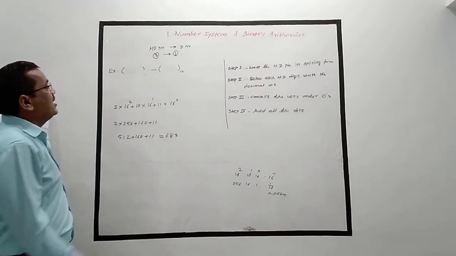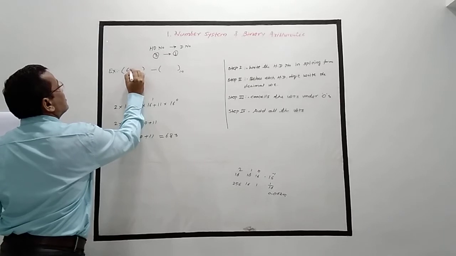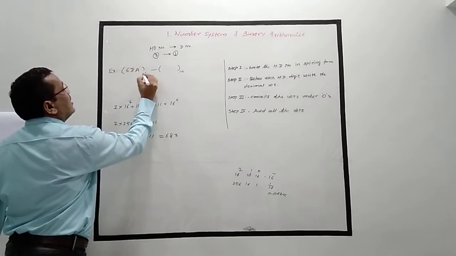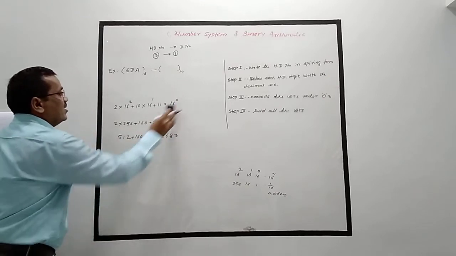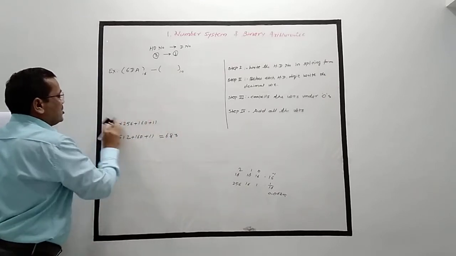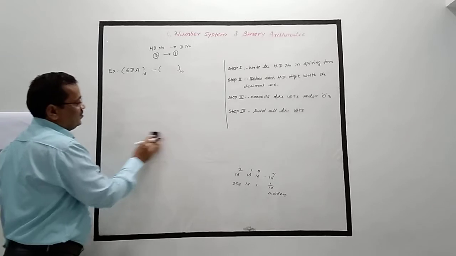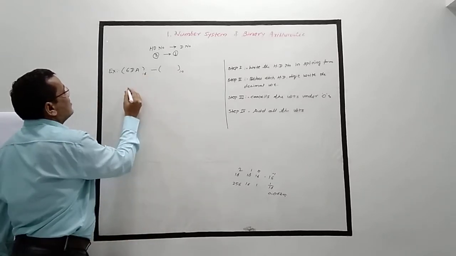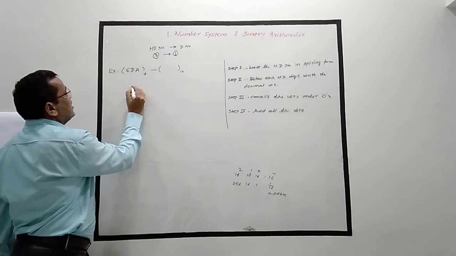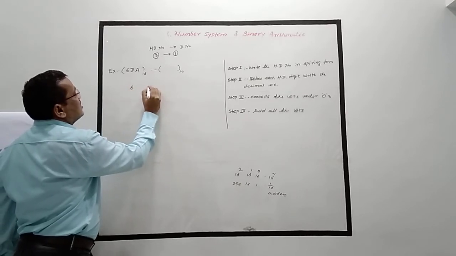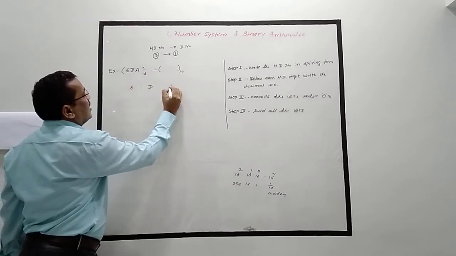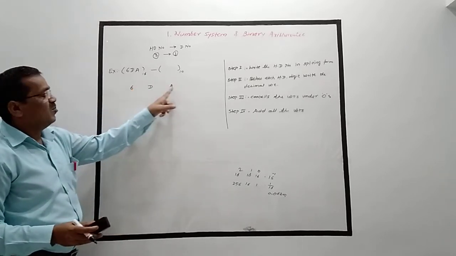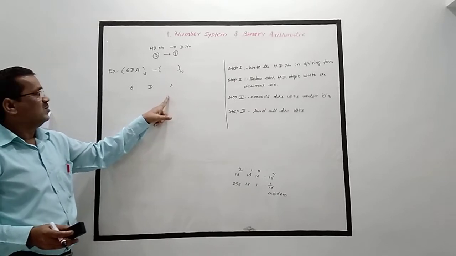What is 6DA? 6DA is to be converted into its decimal equivalent. Follow the steps. Step number 1, write the hexadecimal number into its splitting form: 6DA. This is the HD number in splitting form.